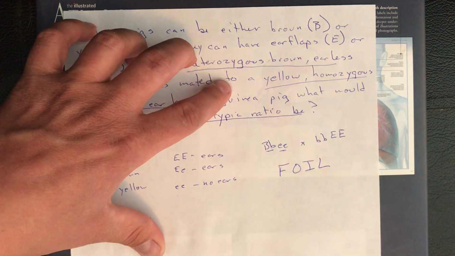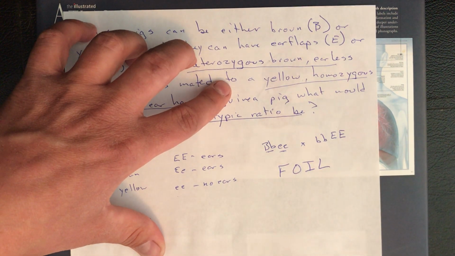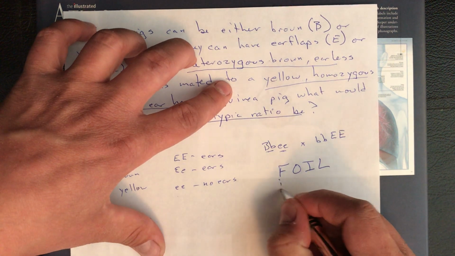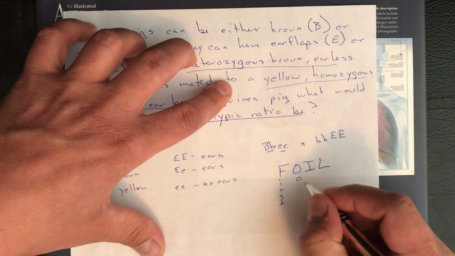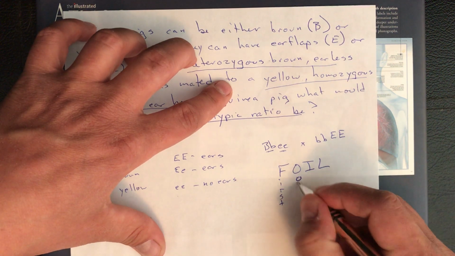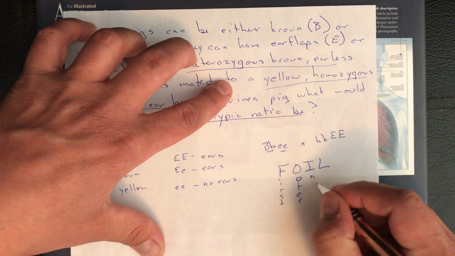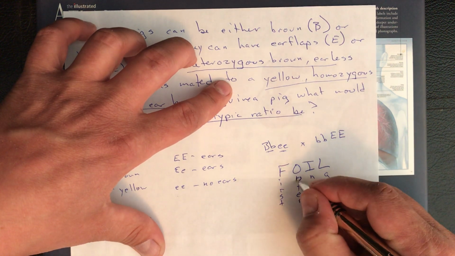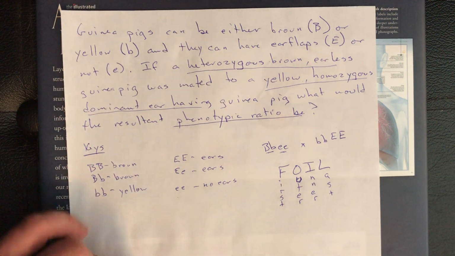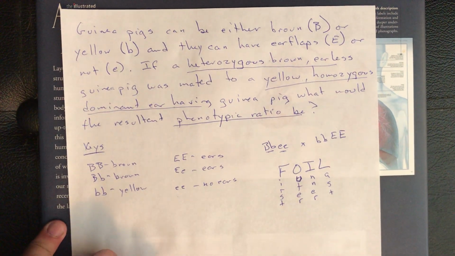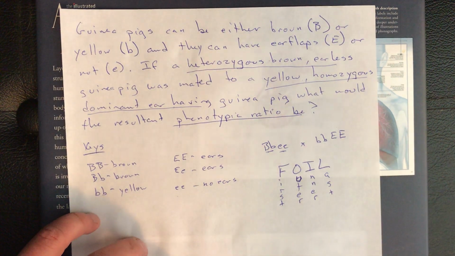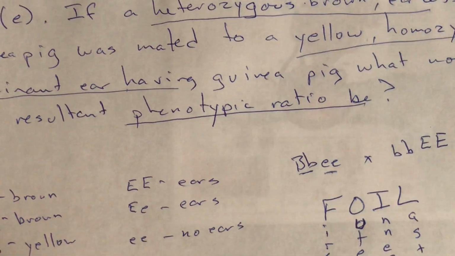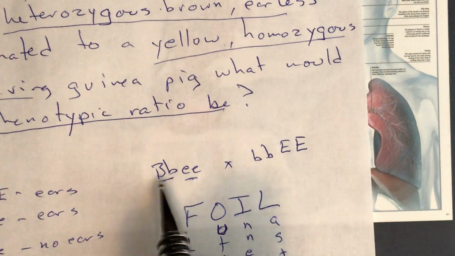FOIL. And you use the FOIL method when you're trying to figure out factoring and that kind of stuff. And if you remember, it's first, outer, inner, and last. So what we're going to do to find our gametes, first thing we're going to do, zoom this in a little bit, is I'm going to take a look at this.